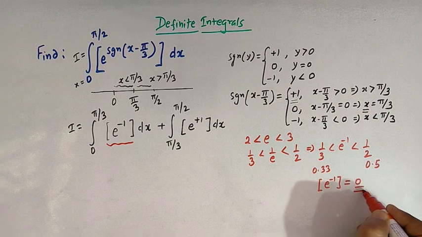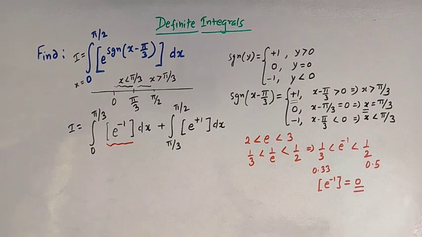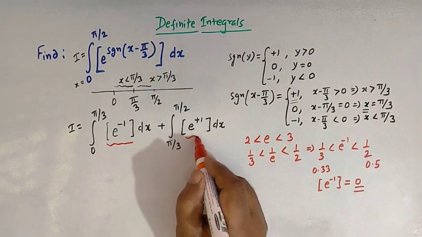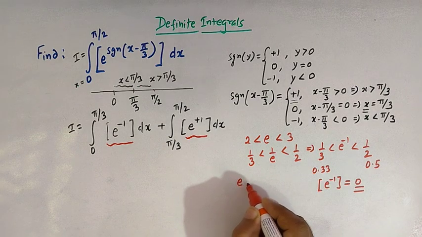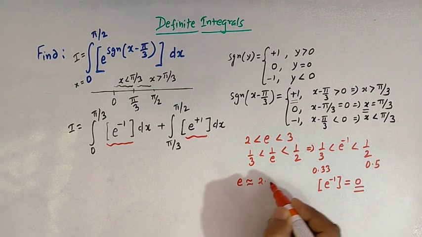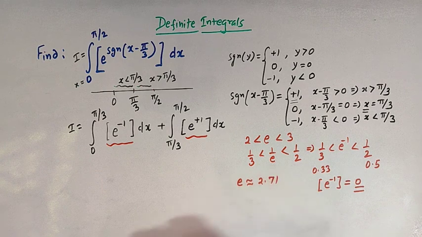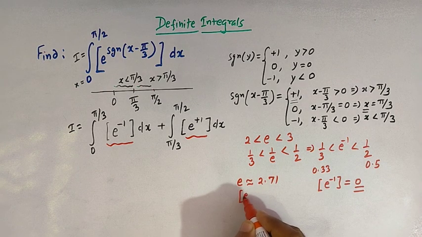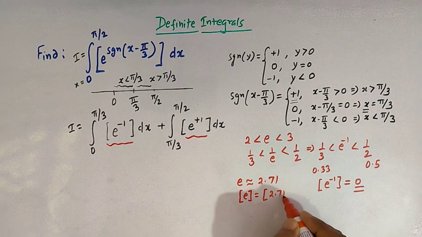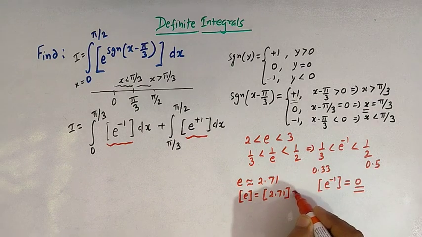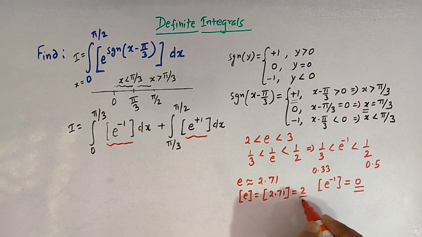So by the definition of the greatest integer function, the greatest integer of e raised to minus 1 must be equal to 0. And if we take the greatest integer of e raised to 1, then e is approximately equal to 2.71, so the greatest integer of e is equal to the greatest integer of 2.71, and this is equal to 2.